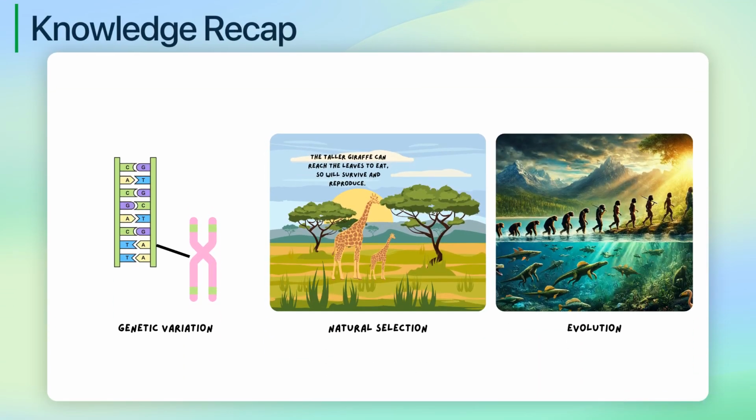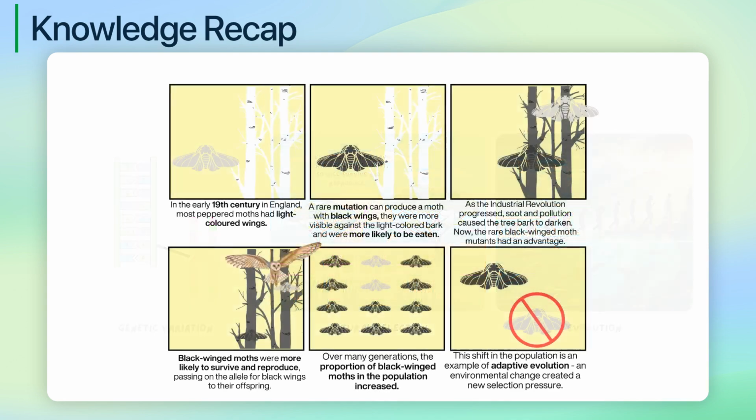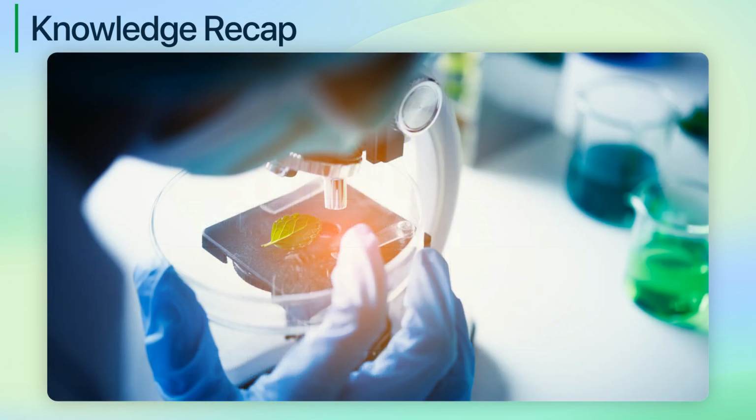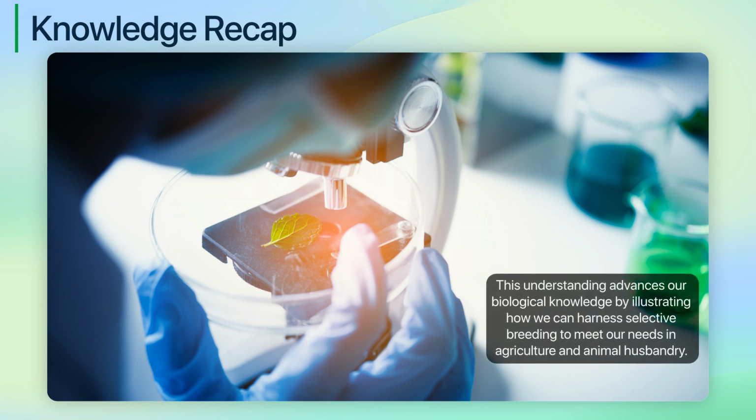So far, you have had lessons on genetic variation, natural selection, and evolution. These topics have provided you with an understanding of how genetic differences arise, how species adapt to their environments over time, and the mechanisms through which advantageous traits become more prevalent in populations. Building on this foundation, today's concept of selective breeding will show you how humans can intentionally influence the traits of organisms. This understanding advances our biological knowledge by illustrating how we can harness these genetic principles to meet our needs in agriculture and animal husbandry. Let's get started.